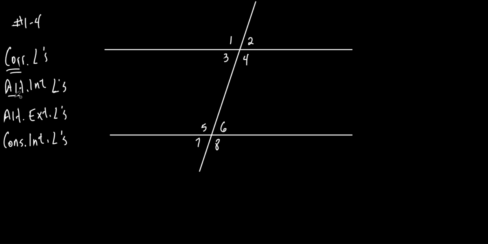Which ones are the alternate interior angles? 3 and what? 6. 3 and 6 are alternate interior angles.